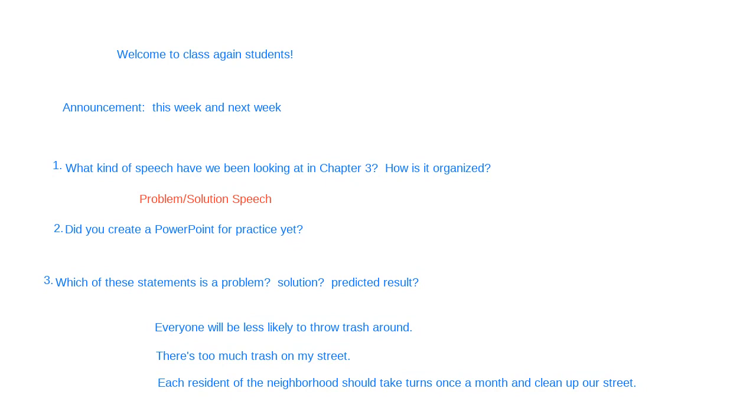So one problem, okay? It can only be one problem, and then you need to have several solutions. Several would be two or three, okay? And then I use the term predicted results of those solutions, okay? Predicted results of the solution. So what will happen if people follow your solution? Or what will happen if your solution happens?